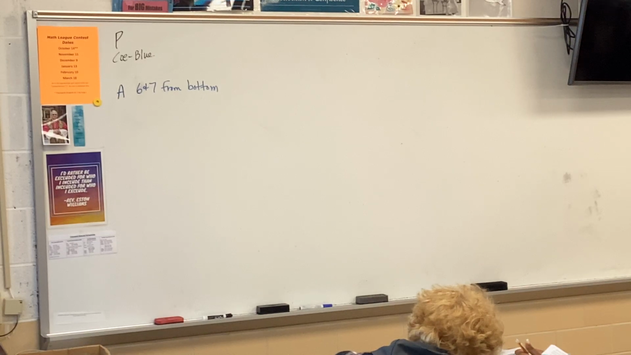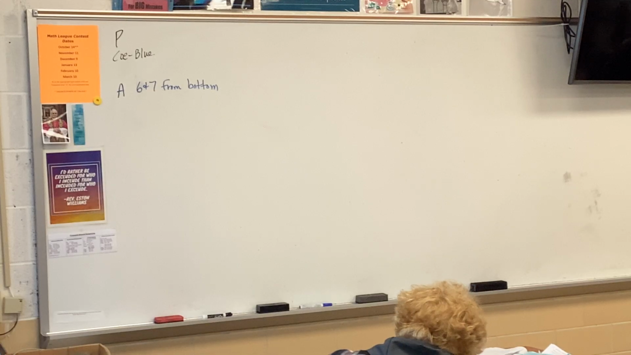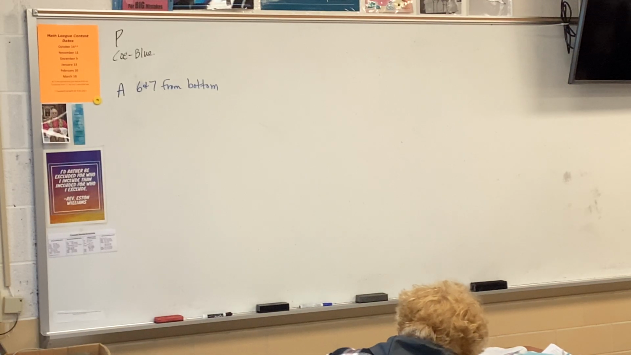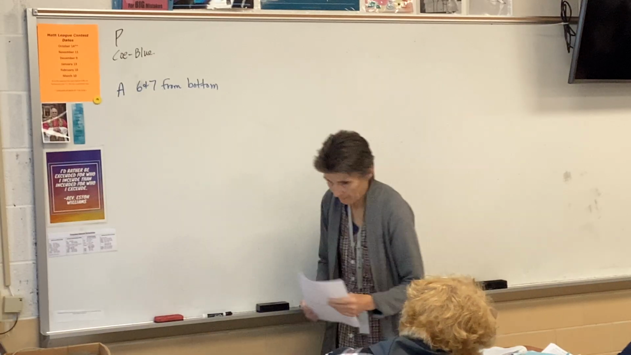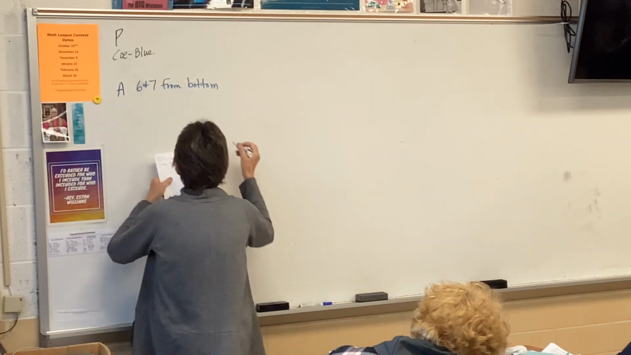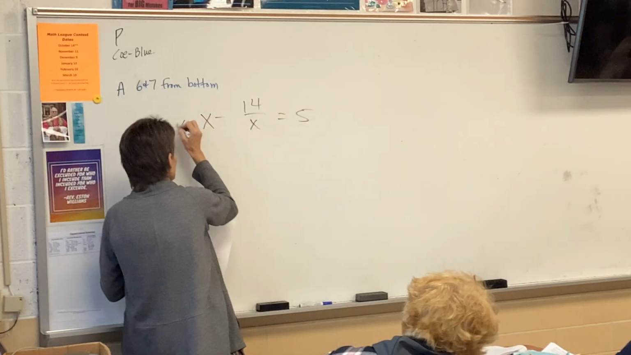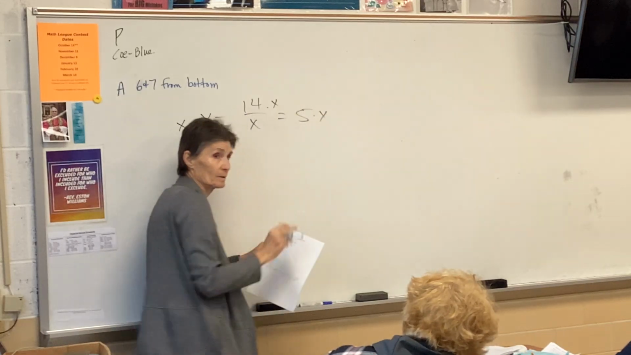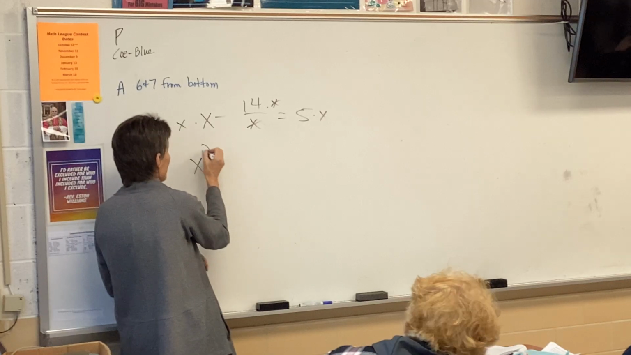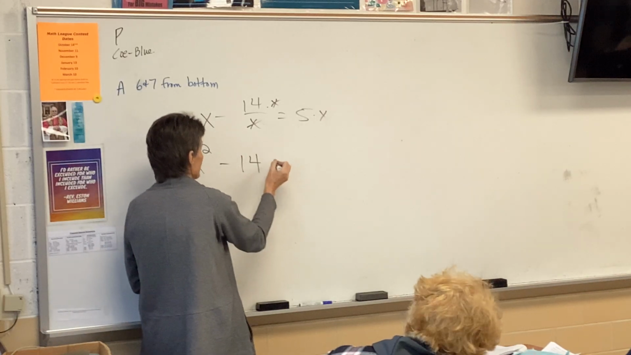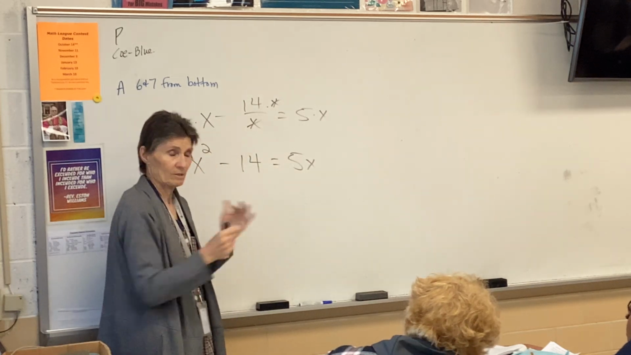Multiply everything by x. Either way, it's the same and it results in the same thing. You're on side number one. If we times everything by x, we'll have x squared minus 14 equals 5x. Now make sure you can get to that.